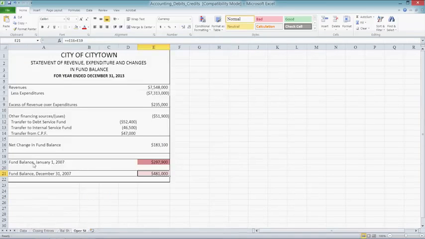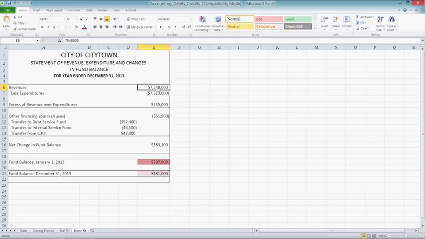Fund balance as of January 1st. It says 2007. That shouldn't say that. It should say, let's fix that, 2013. And fund balance as of December 2013. So yeah, there you have it. This is the beginning fund balance, which matches, and this is the ending fund balance.